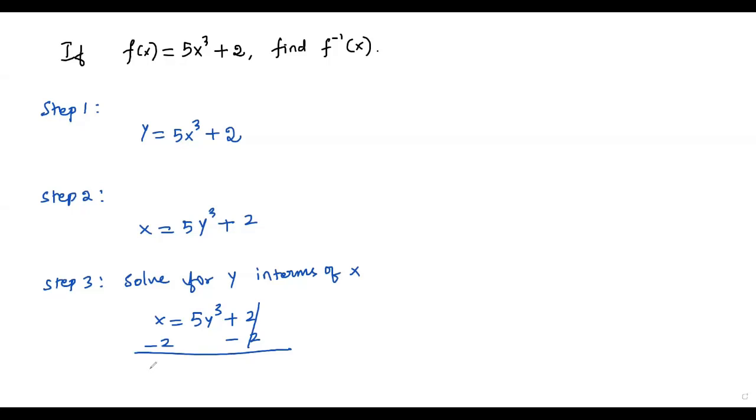Positive 2 and negative 2 will cancel out. I get x minus 2 equals 5 times y to the third power, or it can be written as 5y to the third power equals x minus 2. Now I'm going to divide both sides by 5. So this 5 will cancel out. I get y to the third power is equal to x minus 2 over 5.